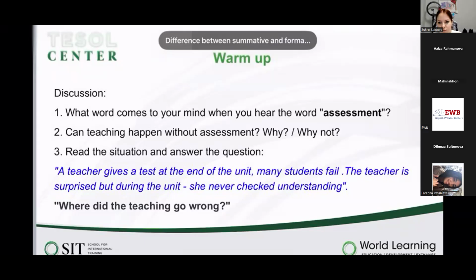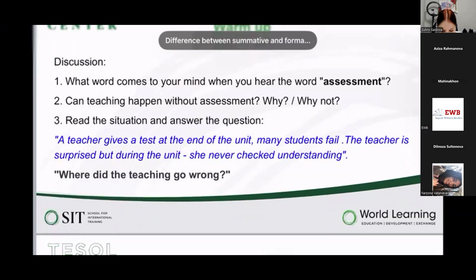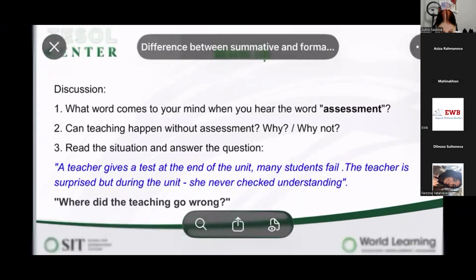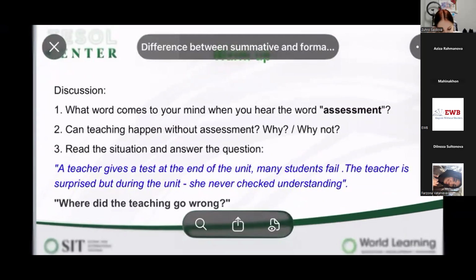So let's move to another question. Can teaching happen without assessment? Why or why not? Can we teach without assessing our students?